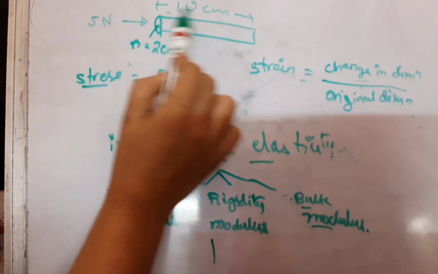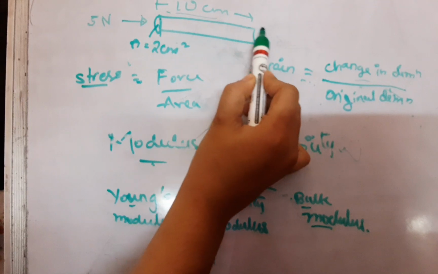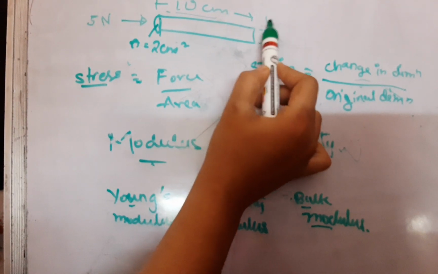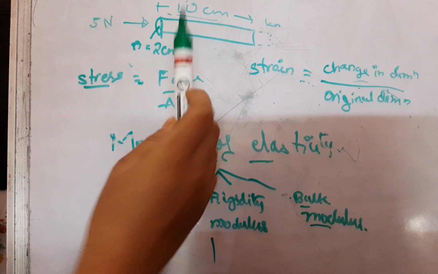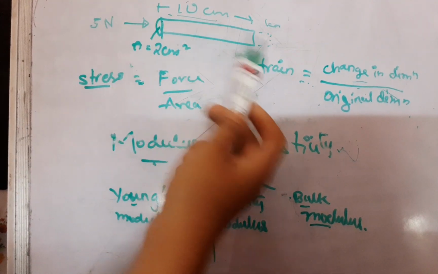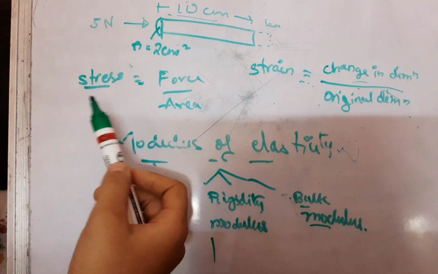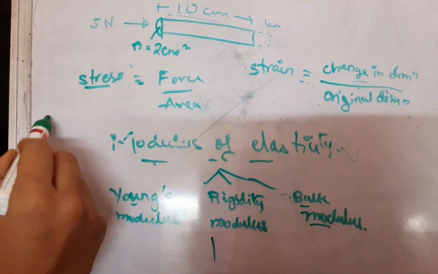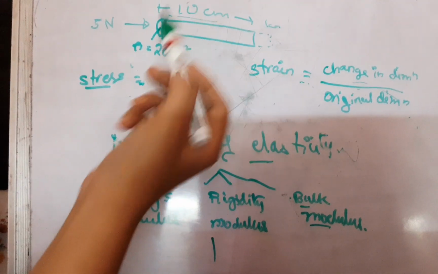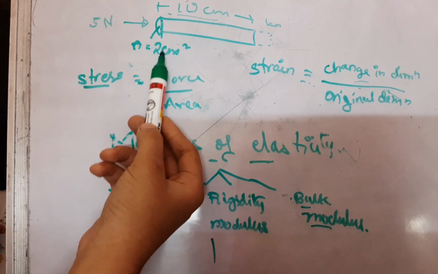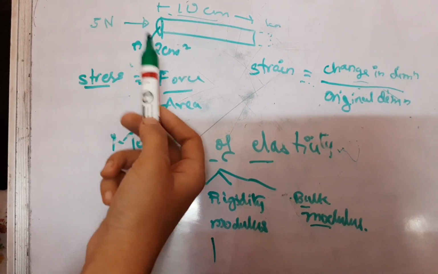The original length was 10 centimeters. The length increased by 1 centimeter. Okay. So now the new length became 11 centimeters. So how will you define stress over here? Stress will be equal to force upon area. Force was 5 newtons and area is 2. So stress will be 5 divided by 2.